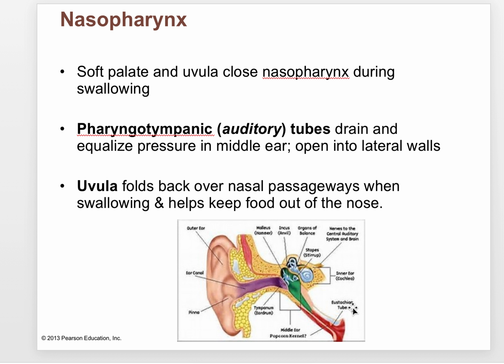In the nasopharynx, there's the auditory tube, the pharyngotympanic tube. This is the ear canal that connects the middle ear to the nasal cavity. And of course, the uvula is that soft tissue that hangs down in the back of the throat, that folds back over the nasal passageway during swallowing.